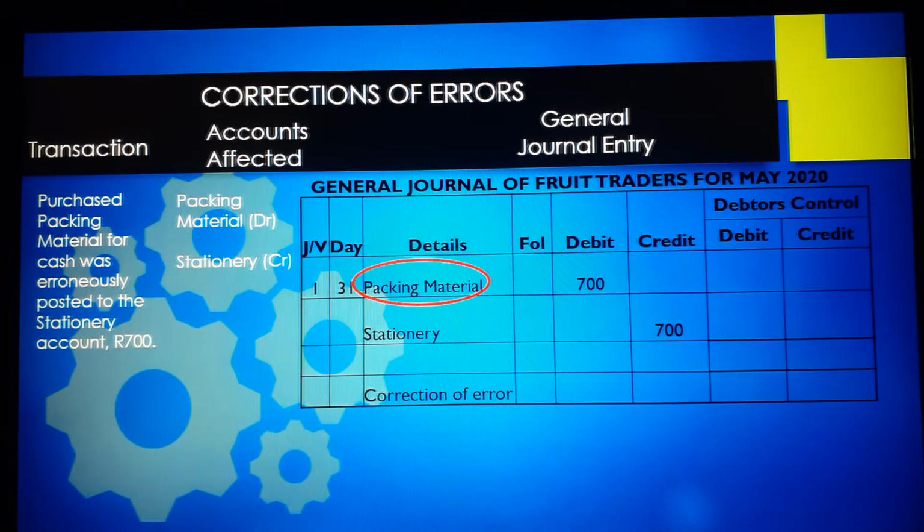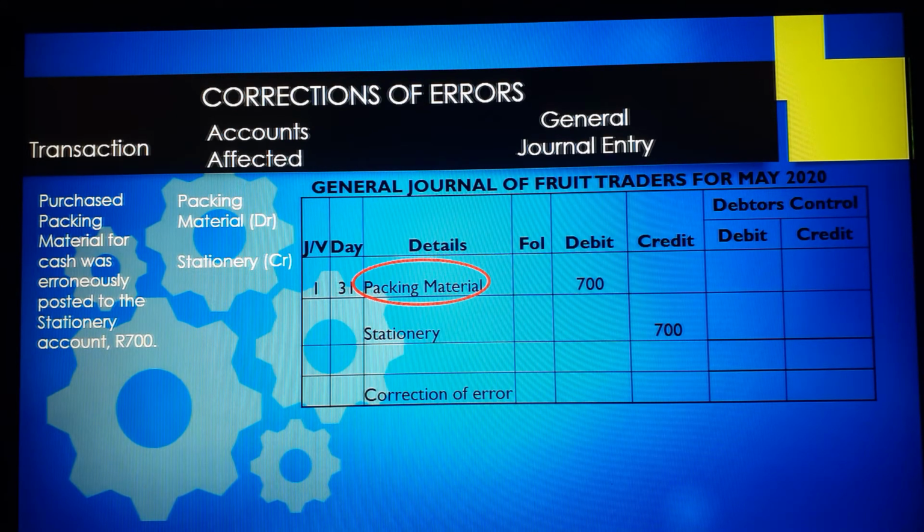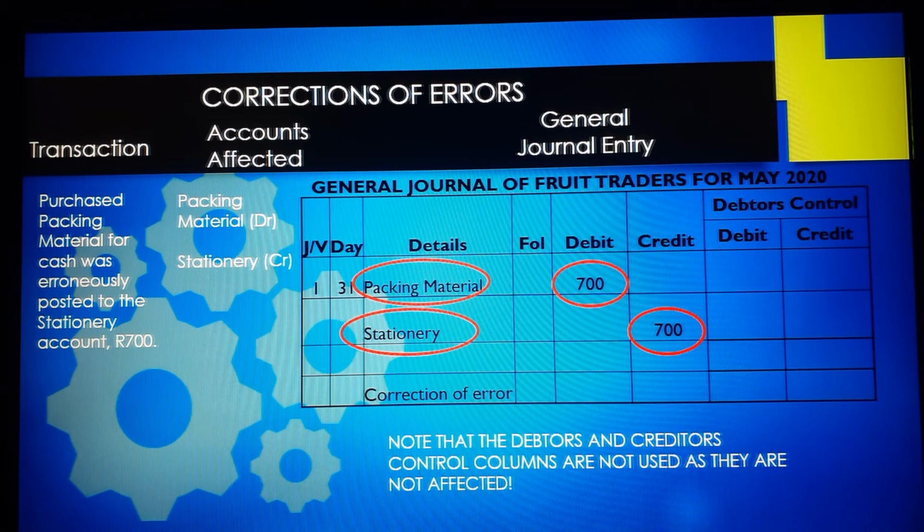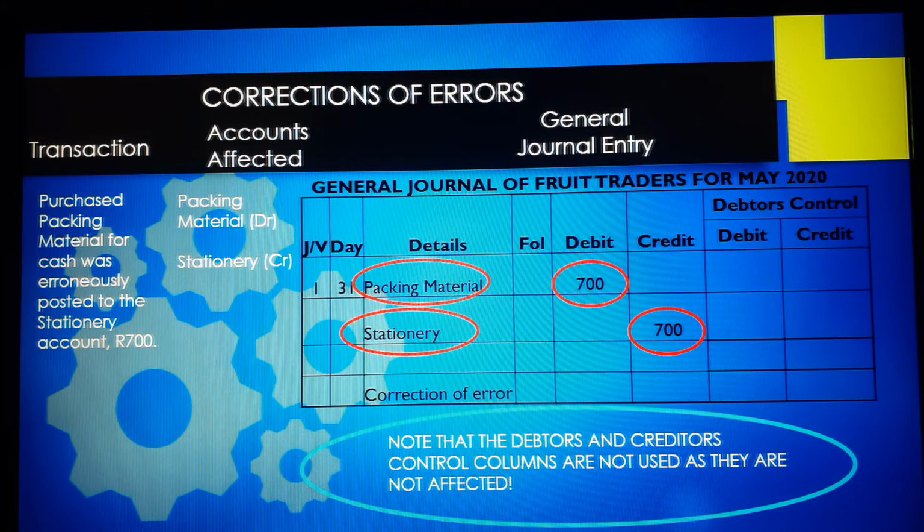So again, you would start with your debit account, which is packing material, and your credited account, which is stationery, because we're taking it away from stationery, and you would show the effect in the debit and credit column. Again, note that the debtor's control and creditor's control columns are not used as they are not affected.